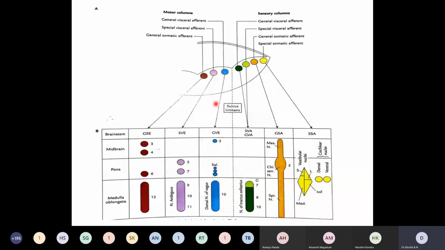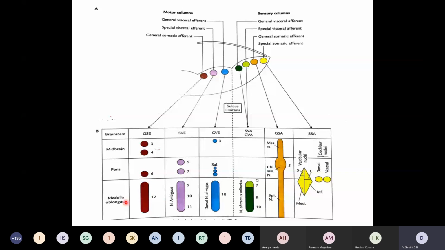I'll just show you in this. This is the better image. Okay, so this is the general somatic efferent. It has to supply the striated muscles of the head, not of pharyngeal origin. It has these four nuclei: third cranial, fourth, sixth, and the 12th cranial nerve nuclei. Third and fourth are situated in the midbrain. Sixth cranial nerve nuclei in the pons. 12th cranial nerve nuclei in the medulla oblongata.